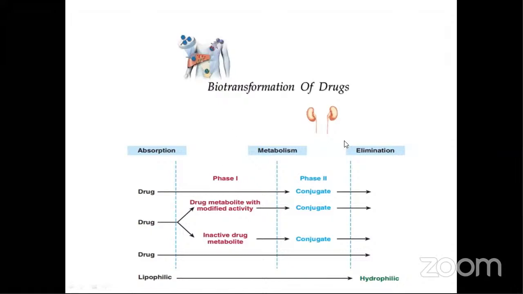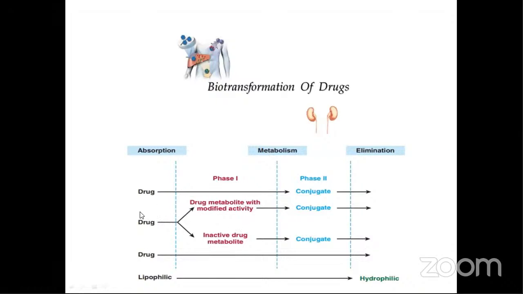There are two phases involved in the metabolic process, phase 1 and phase 2. In phase 1, general chemical reactions like oxidation and reduction take place. In phase 2, you have conjugation reactions: glucuronide conjugation, sulfate conjugation, and acetylations. Here it is mentioned that the drug metabolite has modified activity.